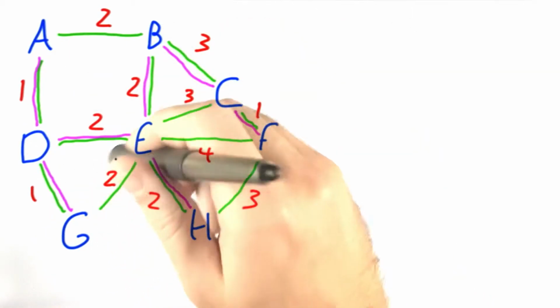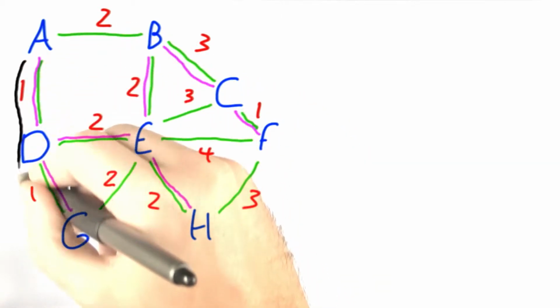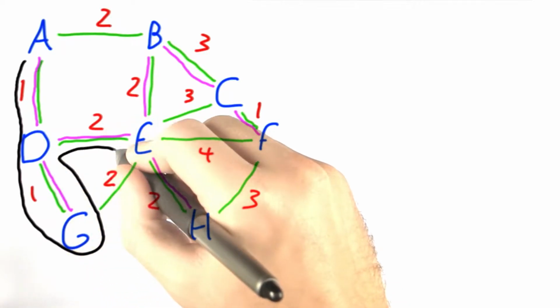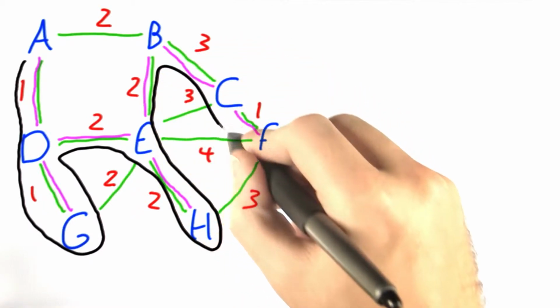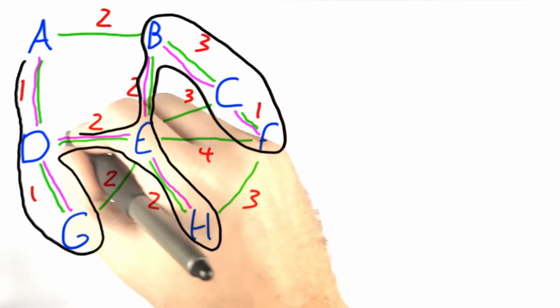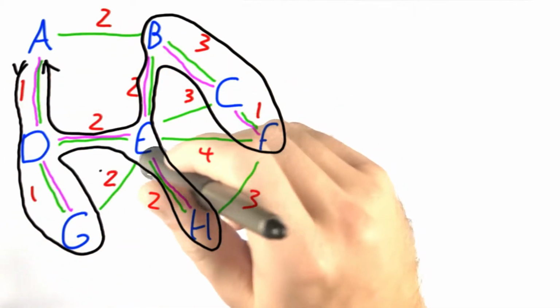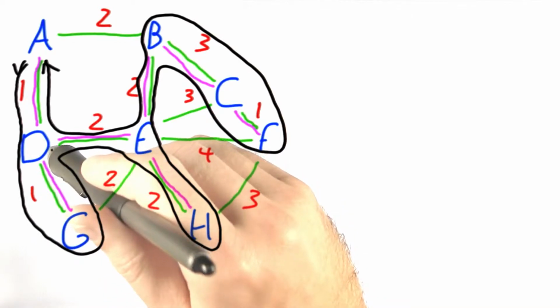So if you were to take a tour along this minimum spanning tree, let's say starting at A, you might do something like this. Starting at A, then through D and G and back to D, through E, through H, back to E, B, C, F, and then all the way back along the route, back up to A. So maybe you can see that there are some redundancies in this tour. For example, we go to D, back down to G, and then back up to D.